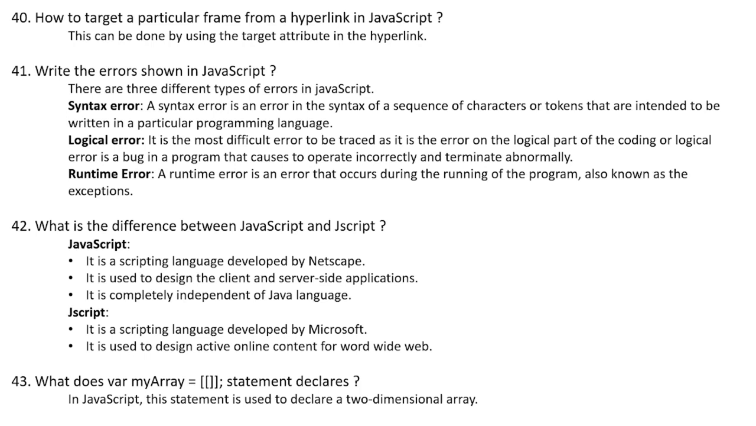Question 42. What is the difference between Java and JavaScript? Answer. JavaScript. It is a scripting language developed by Netscape. It is used to design client and server-side applications. It is completely independent of the Java language.